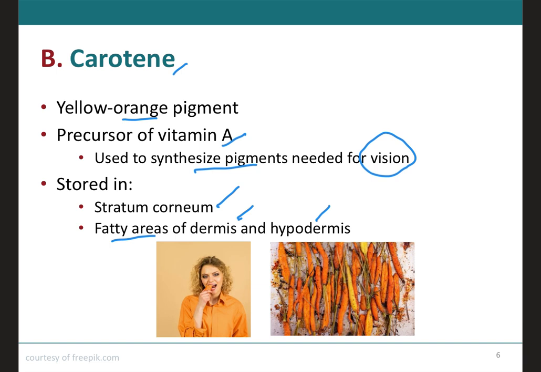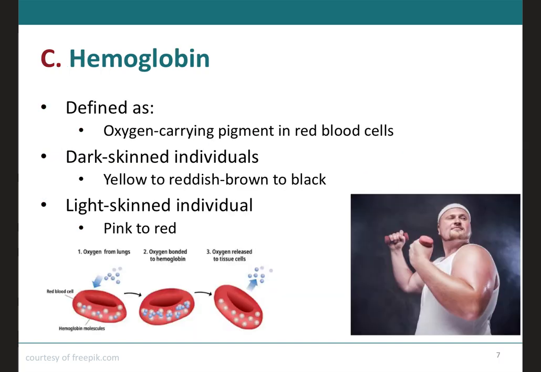Too much carotene may be deposited in the skin after eating large amounts of carotene-rich foods so that the skin actually turns orange, which is especially apparent in individuals that are light-skinned. How to get rid of this problem? Well, just decrease the carotene intake. It's simple as that. The last pigment we're going to be talking about is hemoglobin.